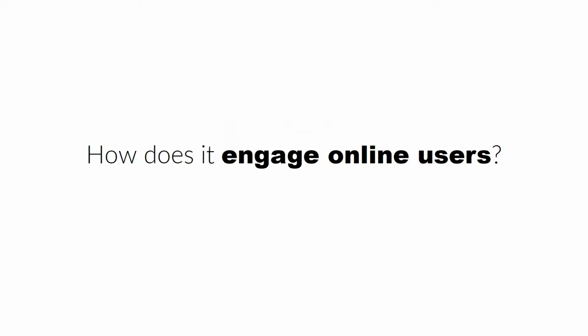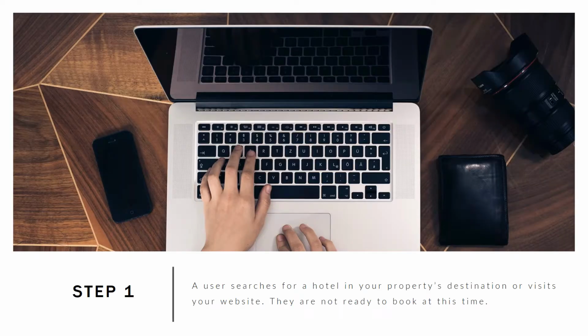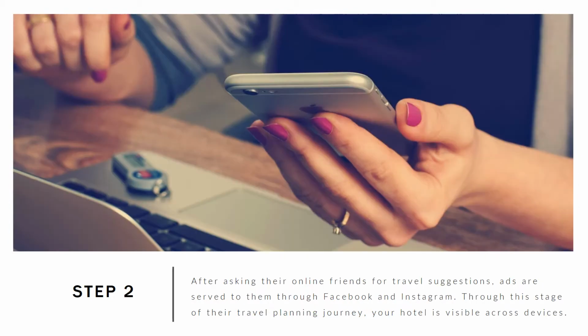So now that we know a little bit more background on what Facebook Dynamic Ads for Travel is and how it works, here's a step-by-step summary of how we as hoteliers will be able to use this initiative. First, a user will be browsing the internet. They might look at different hotels within a certain destination. And at this time, they haven't actually been to a particular hotel's website quite yet.